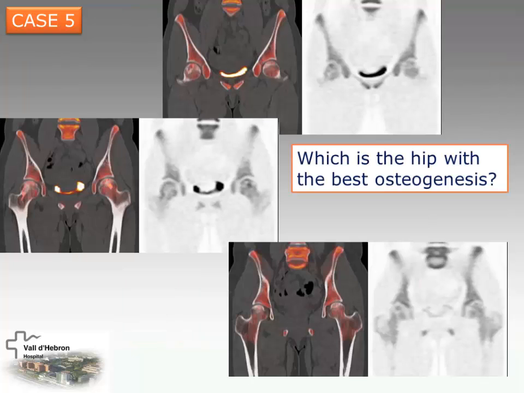Which kind of intervention? You have here the bone, the fused images. There is a fibula graft, a stem cell, yes, on the left side, yes. Well, I think this was on both. No, it's just on the right. You are right. Yes, yes.